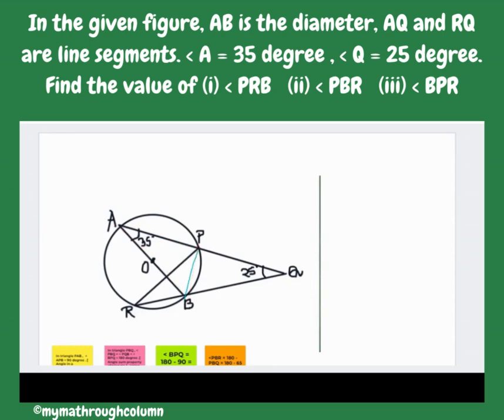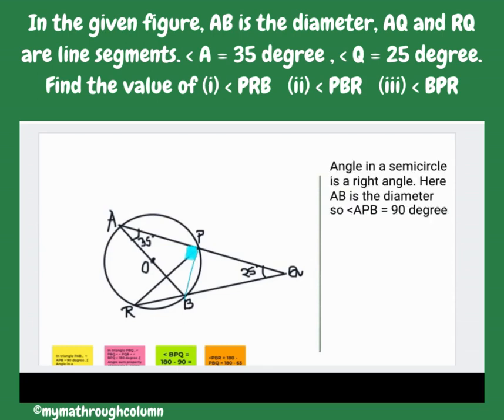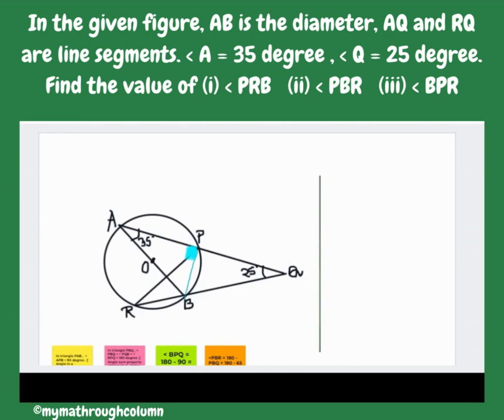In this triangle, now look at this angle, angle APB. We can see that this angle APB lies in a semicircle. We know that an angle in a semicircle is always a right angle. So angle APB should be 90 degree. It should be a right angle.